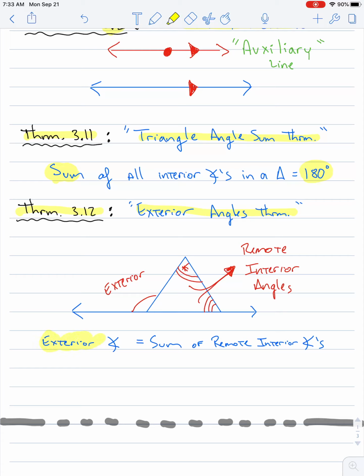Now, what's the relationship between these angles? Well, it's right down here. Here it is. Every exterior angle is equal to the sum of the remote interior angles. That's the relationship.